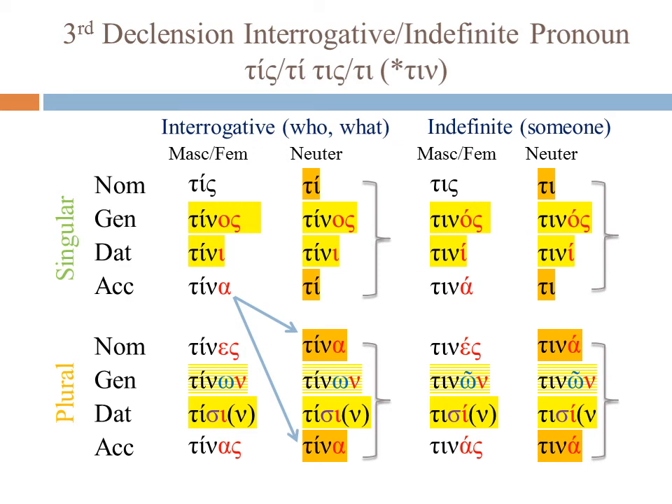The only difference is the accent. In the interrogative, the accent is always in the first syllable. If there is one syllable, in this case the nominative, it will be accented. The indefinite is always on the second syllable. Obviously, if there's only one syllable, there's not going to be an accent.